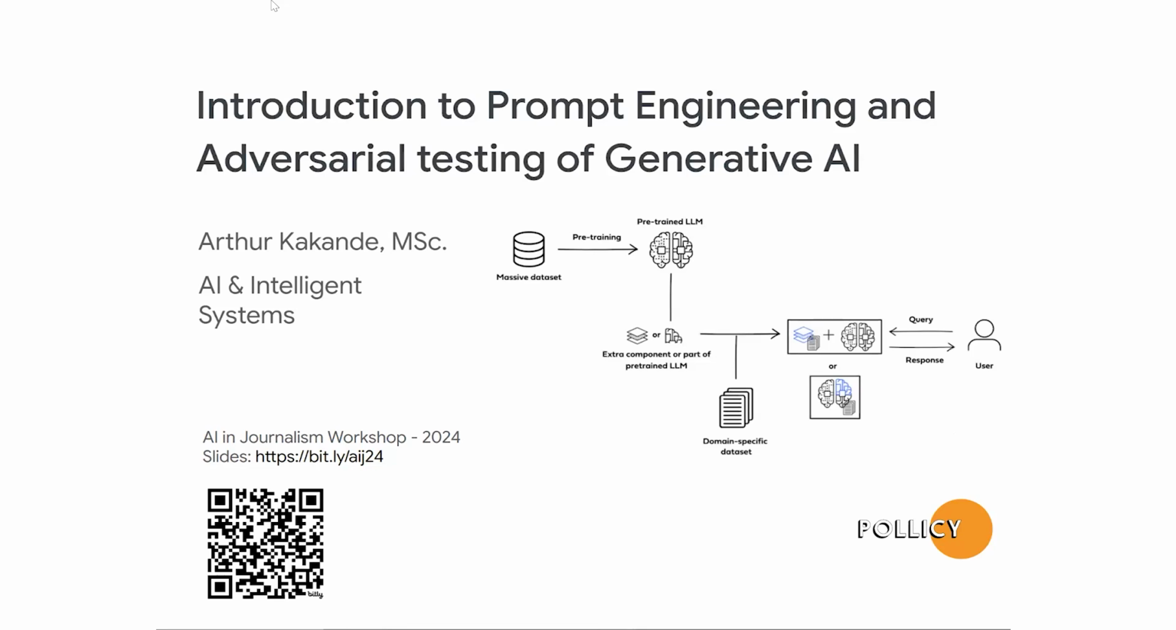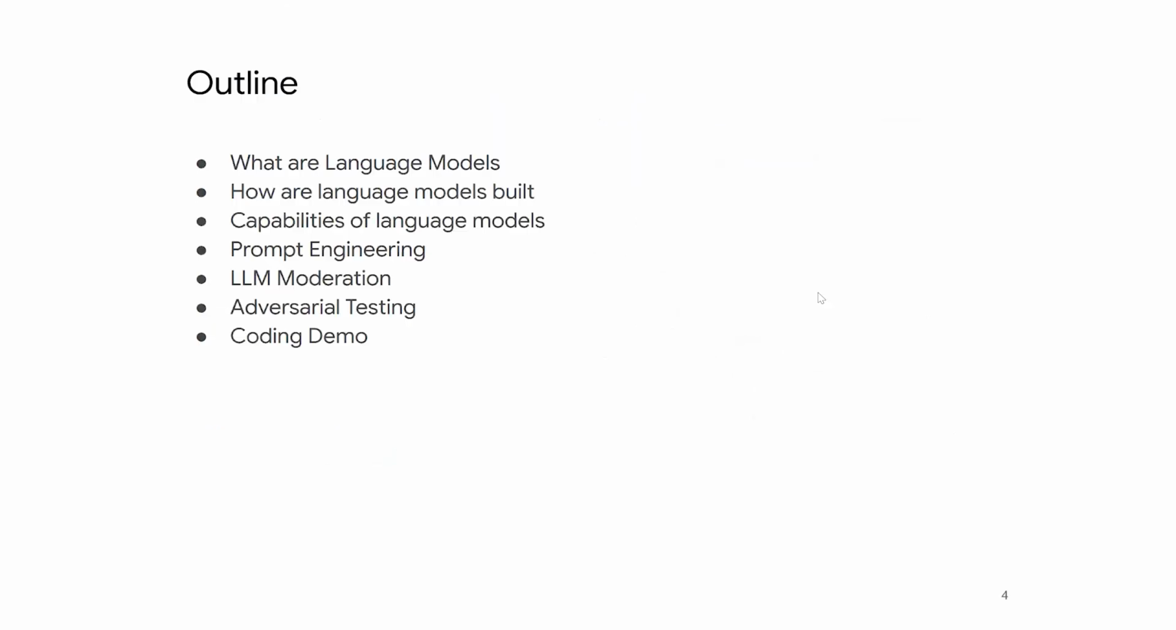So today we're going to look at the outline of what we're going to cover: what are language models, and a bit about how language models are built. Then we're going to do an intro to prompt engineering. We're going to cover the different forms of prompt engineering and how you can prompt a language model. We're going to look at moderation, which is closely related to adversarial testing, and then the coding demo.